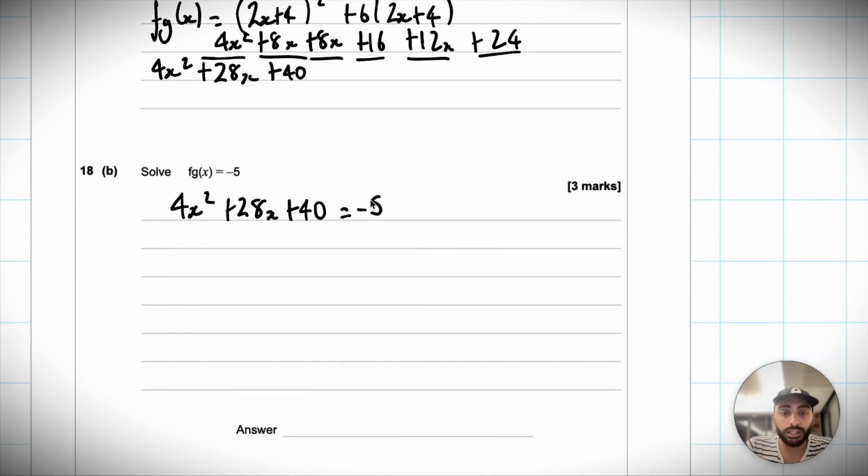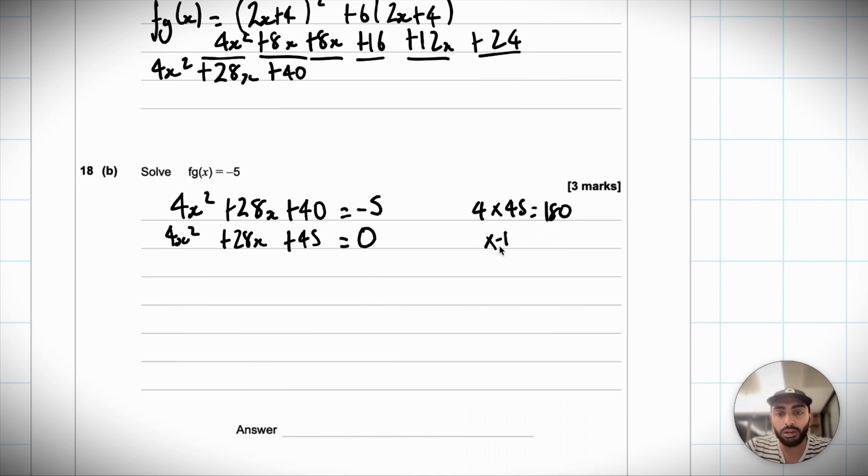Whenever we solve quadratics, we always want everything on one side, so it's equal to 0. So to move this over, we need to add 5 to both sides. That will become add 45. That will just stay the same. Next, we need to factorize this into double brackets. I multiply the coefficient of a multiplied by the c, so 4 times by 45 gives me 180. And I'm looking for two numbers that multiply to make 180, and they're going to add to give me this coefficient. So add to make 28.